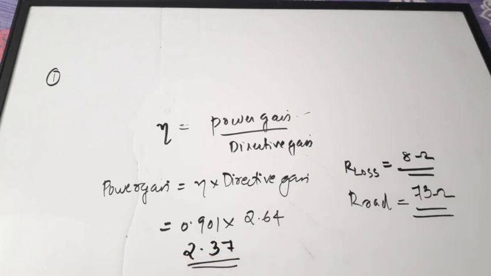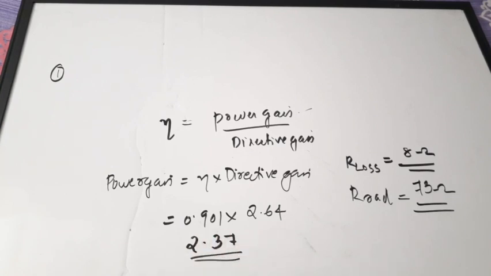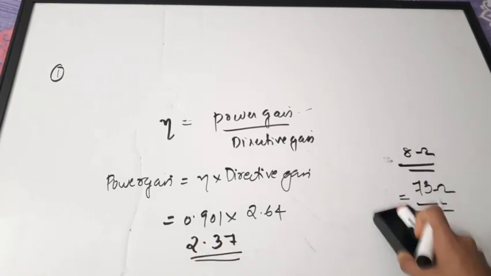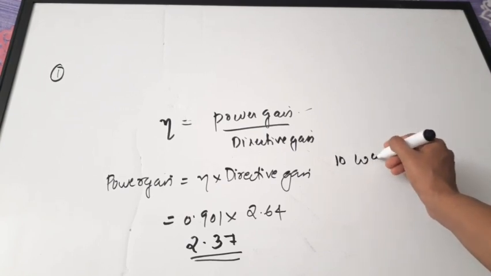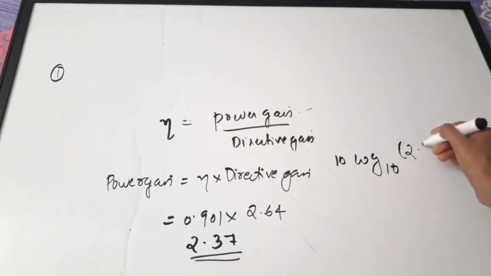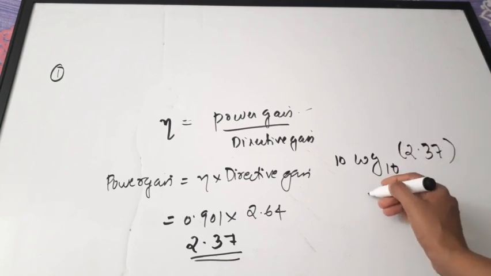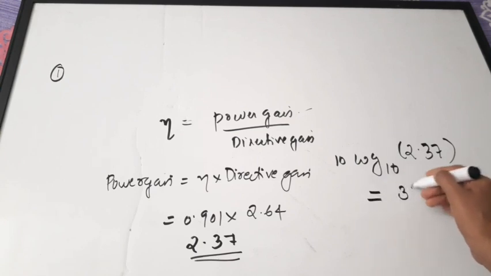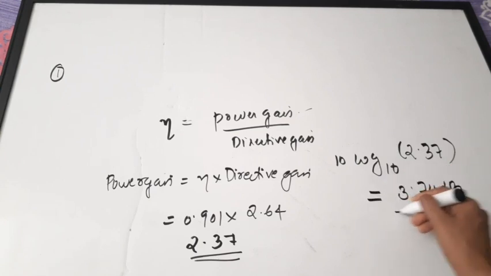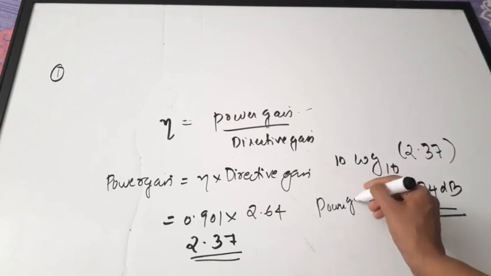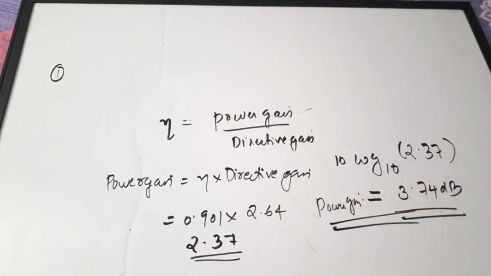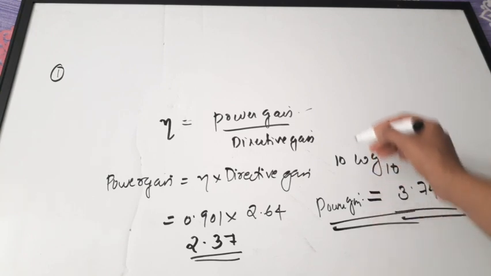2.37. But if you see the options, the values are given in dB. So you have to take the dB value of this 2.37. I'm going to convert it to dB, just taking 10 log 10 of 2.37, and that will be equal to 3.74 dB. This is the answer for your power gain, the power gain of the half wave dipole antenna. The correct answer here is option B.